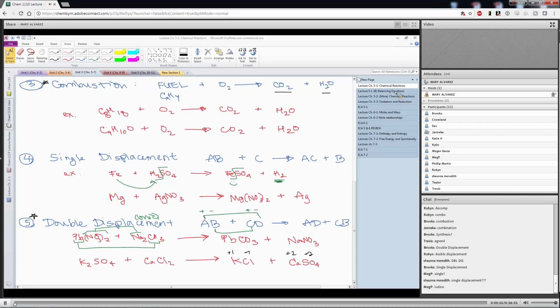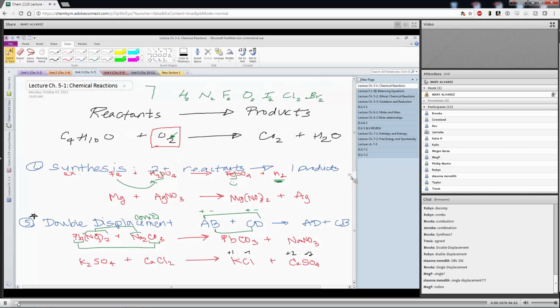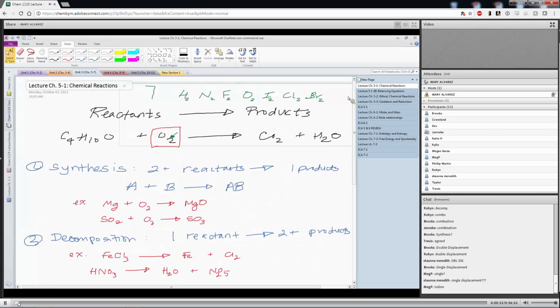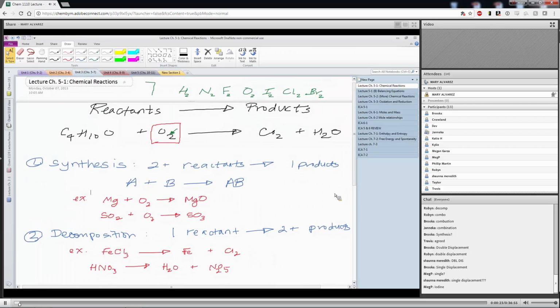Okay, so balancing chemical equations is what we do when we're trying to figure out exactly how much of each thing reacts and how much of our products we're going to get. For example, Janica was kind of concerned earlier on when I was showing these reactions, and rightly so. Some of this looks kind of funny.